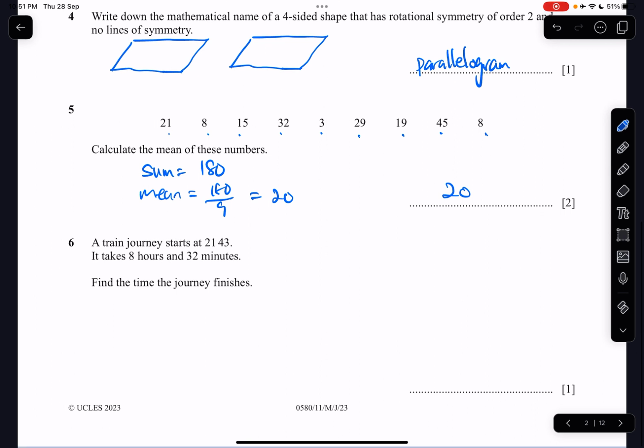A train journey starts at 21:43. It takes 8 hours and 32 minutes. Find the time the journey finishes. So it gives us as a 24-hour clock. So it's something to be mindful about.